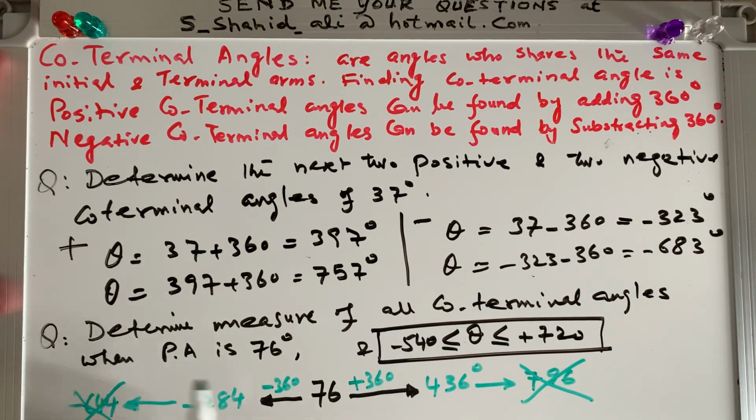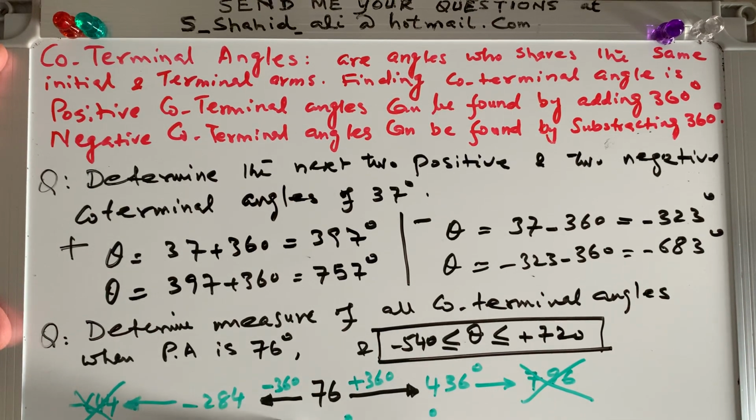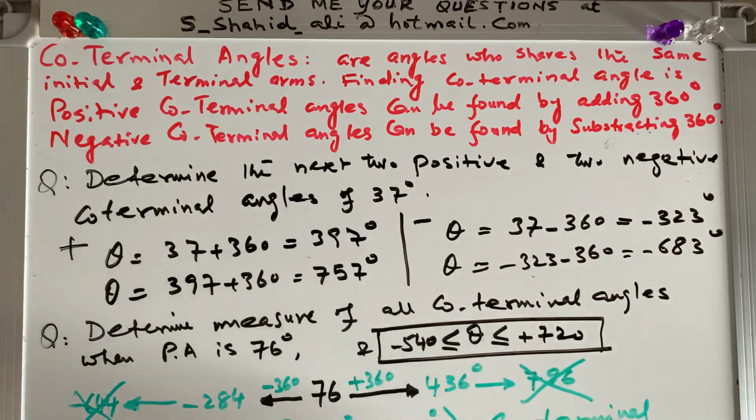So the determined measure of all coterminal angles, that answer will be only minus 284, 76, 436. These are the angles which are coterminal angles for the above condition given in the question. So hope you understand it thoroughly. You can practice it, but if you know the definition, definitely you can do it easily, right?